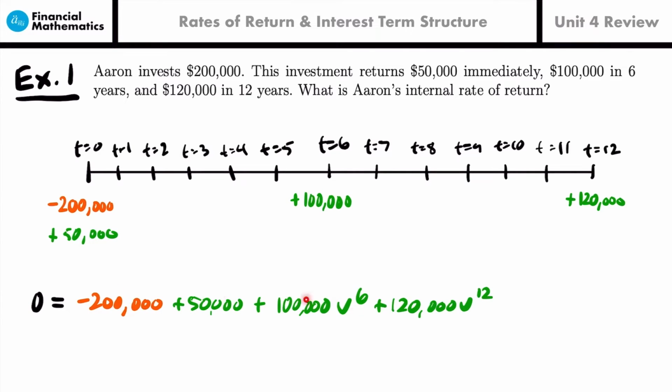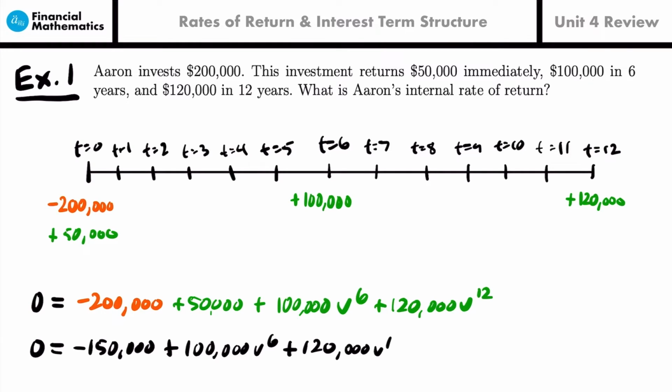Okay, so that's the setup, but we can simplify it a little bit. We have two like terms, or two constant terms, that can be combined into one term. Negative 200,000 and positive 50,000 can be combined to be negative 150,000. So we'll have 0 is equal to negative 150,000 plus 100,000 times v to the power of 6 plus 120,000 times v to the power of 12.